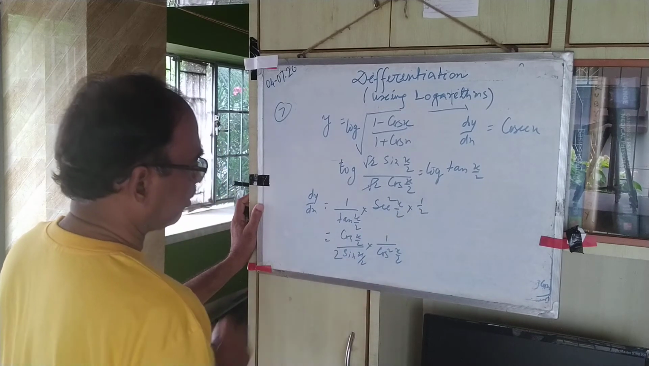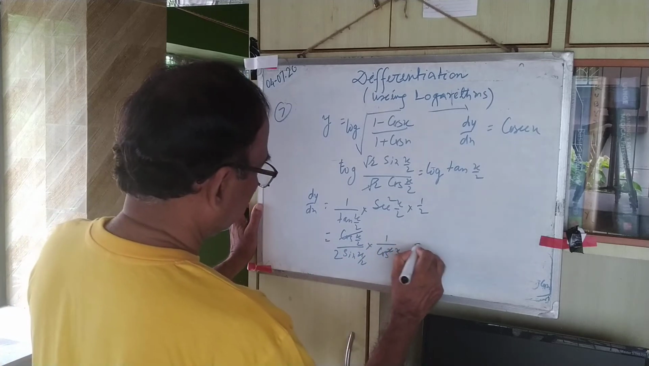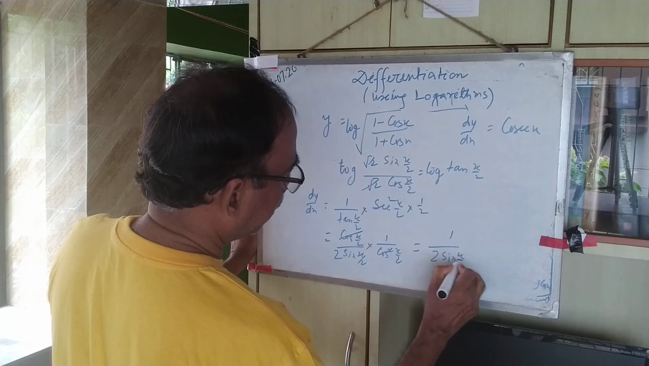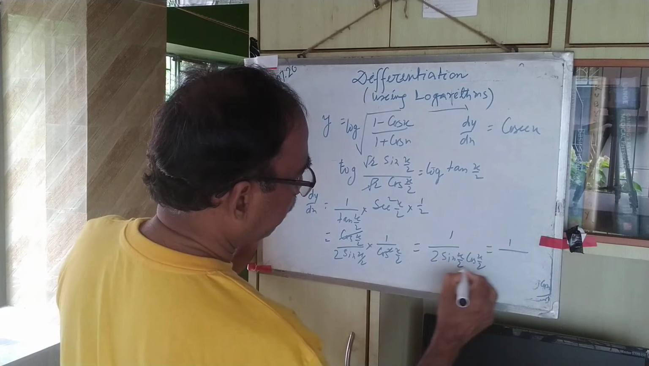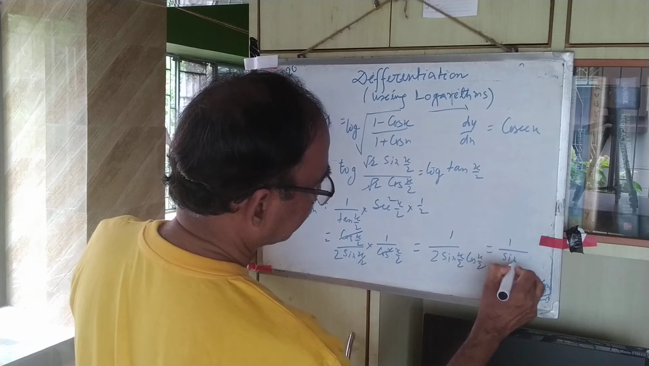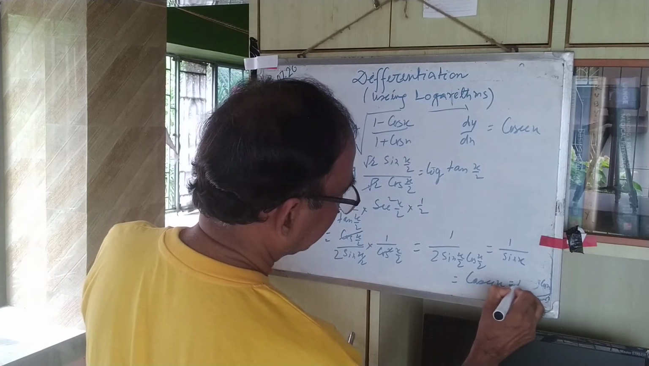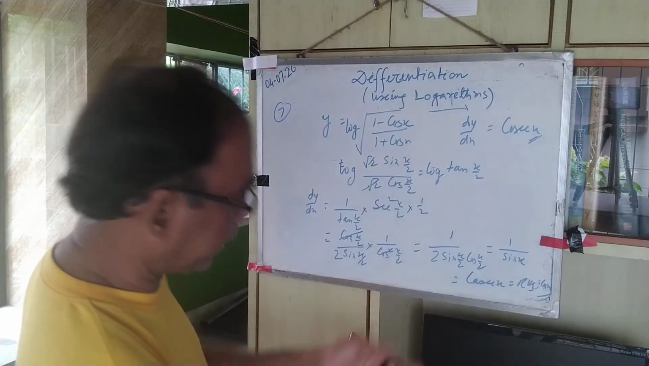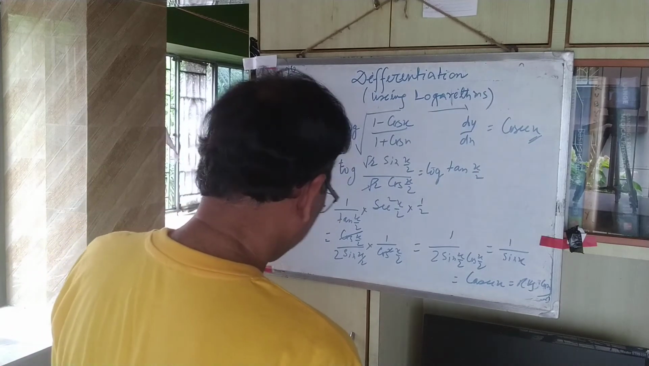These two come first. Then cos x by 2 and cos square x by 2 cancel. That is 1 by 2 sin x by 2 cos x by 2, that is 1 by sin x. That is cosec x, which is the right hand side. So dy by dx we got cosec x. That is your answer. Next, sum number 8.